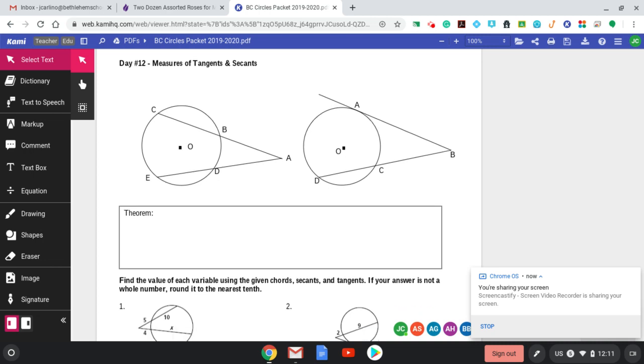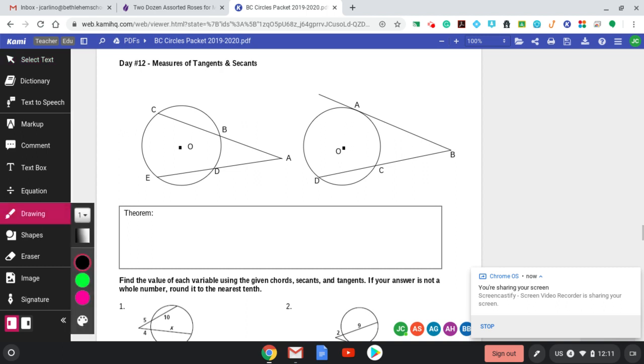Okay, guys. Last lesson was about the lengths of chords. Just a real quick recap.